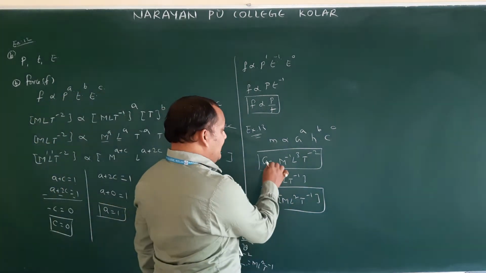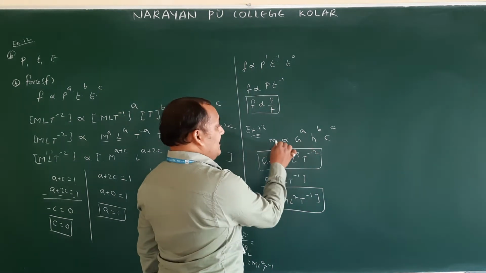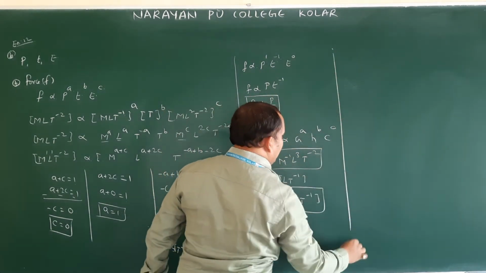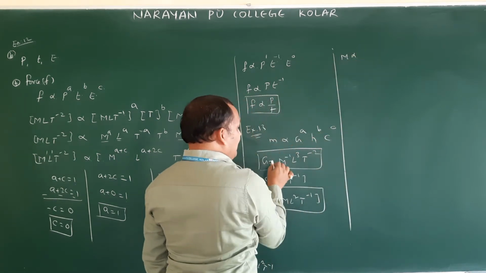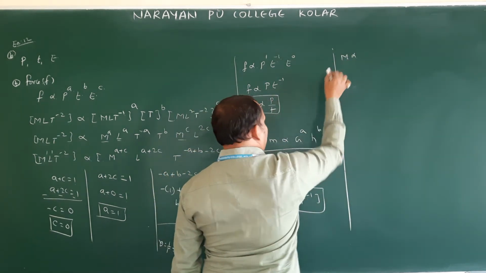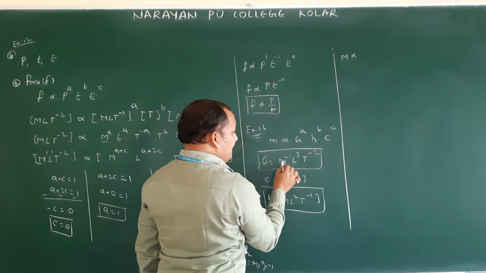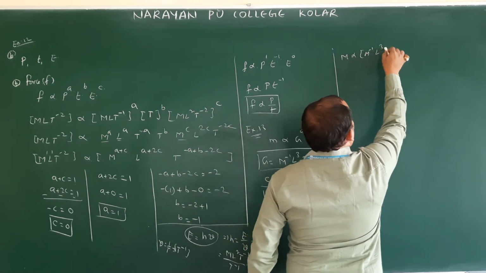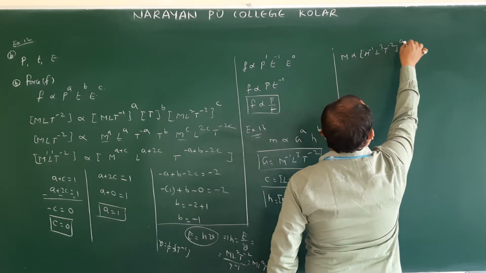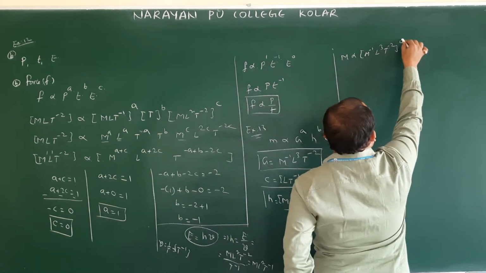Now substitute all these G, c, h values here. So you will get the relation. M is directly proportional to, with mass dimension formula M, therefore I wrote capital M. G dimension formula, this one, M power minus 1 L cube T power minus 2, whole power A.